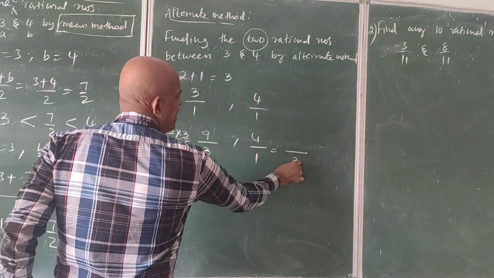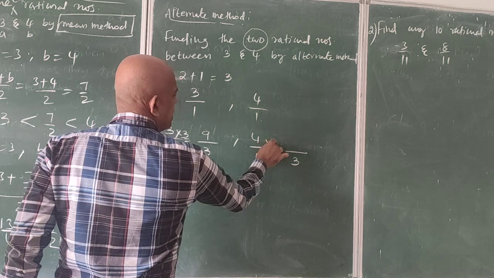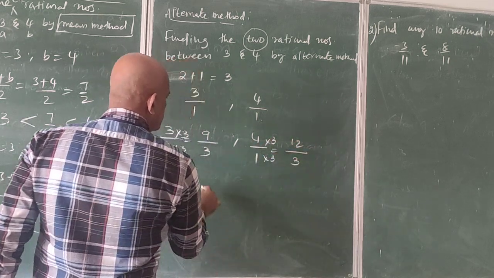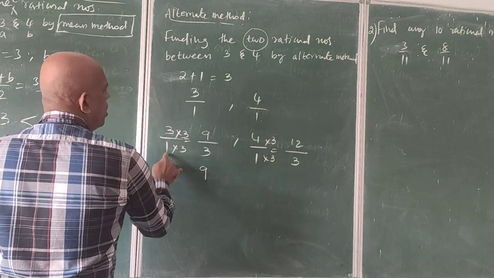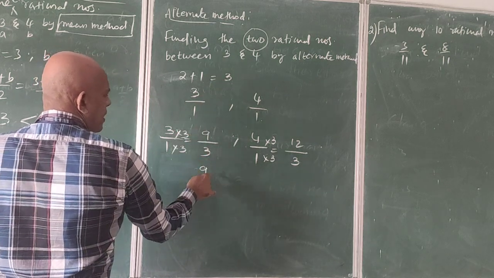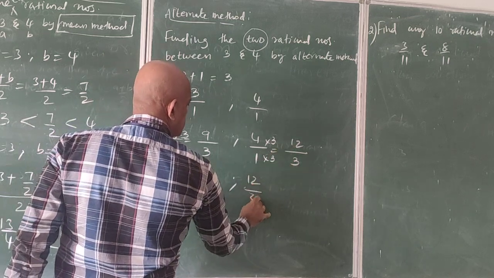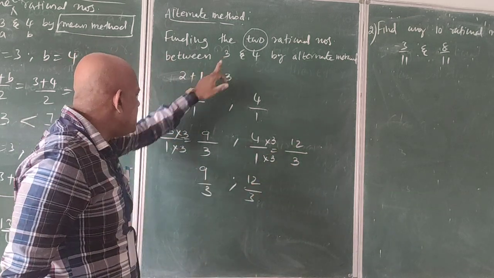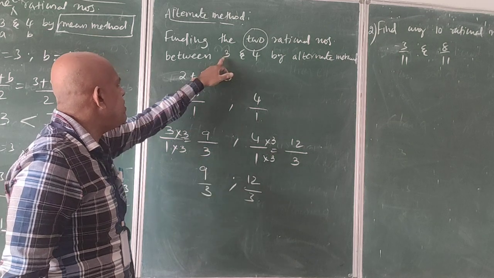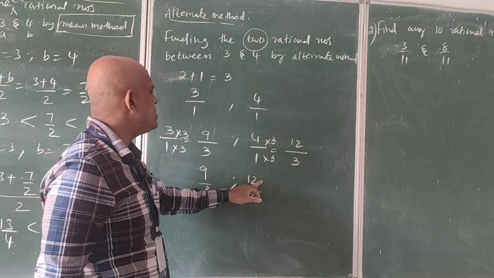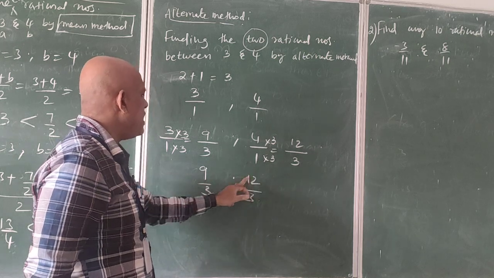Again here, 1 times how many is 3? 1 times 3 is 3, and the same 3 is multiplied to the numerator also. 4 into 3 is equal to 12. So now we got 3 as 3 by 1 or 9 by 3, and the other number is 12 by 3. We simplified 3 as 9 by 3, since 3 ones are 3 gives the same number, and we simplified 4 as 12 by 3. So here we have 9 by 3 and 12 by 3.